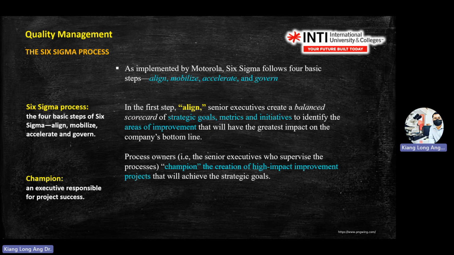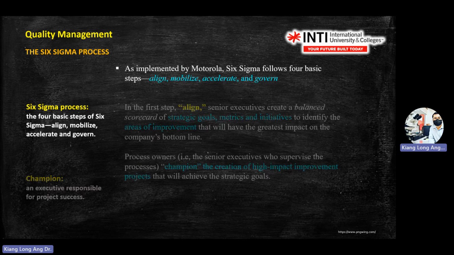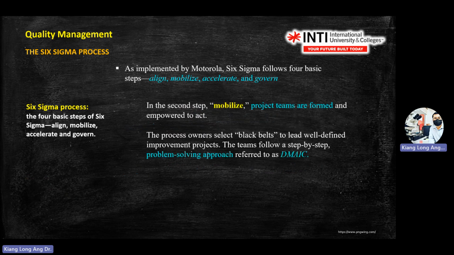So there are 4 steps in Six Sigma: align, mobilize, accelerate, and governance. The first, align, is to group all the members together and tell them what our goal is today. In Six Sigma projects, you align everyone on the same page: what is the goal, what is the problem you need to identify, and so on. Mobilize, you start to pick your team members. Normally, when you mobilize, you will be led by someone holding the black belt Six Sigma certificate.